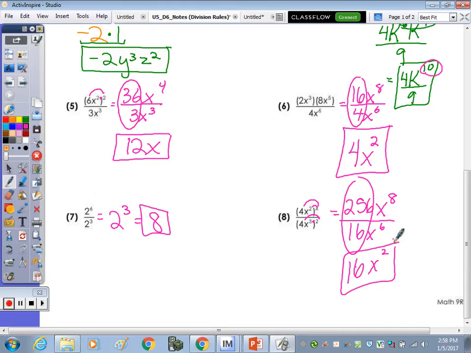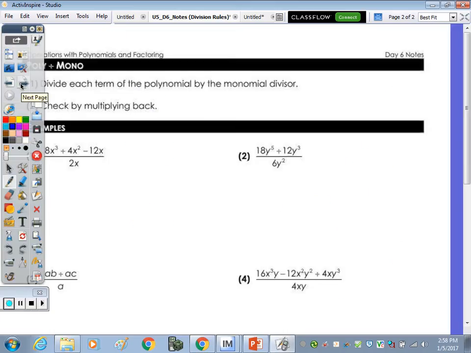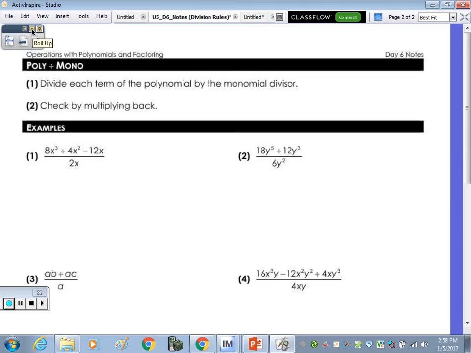Okay? When you're dividing any polynomial by one term, you just simply divide every term in the numerator by what's in the denominator. And they tend to be easier expressions. So you tend not to see anything crazy like this, or this, or this. Okay? So in the first question, we have 8x cubed plus 4x squared minus 12x. So that trinomial divided by 2x. So divide each one. So what's 8x cubed divided by 2x?